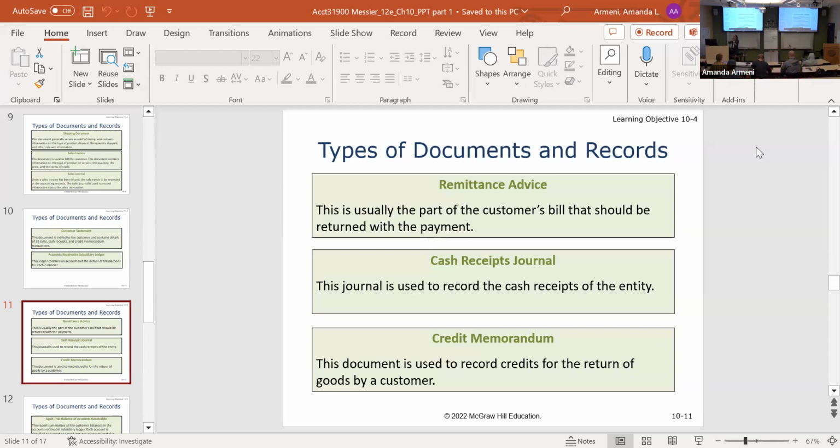But a remittance advice is usually a part of the bill that the customer would send back with the cash that they're using to pay off that bill. So it again summarizes, here's the invoice that this particular payment should be applied to, a remittance advice. A cash receipts journal, again, same as a sales journal. As we see cash coming in and out on such a frequent basis, we can use a special journal to track it.